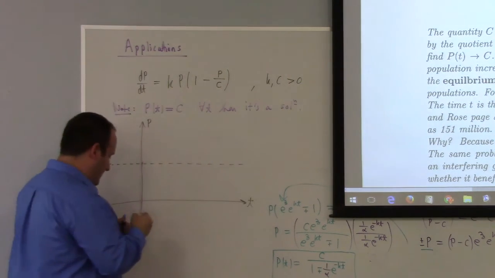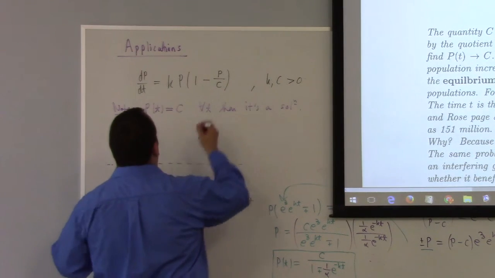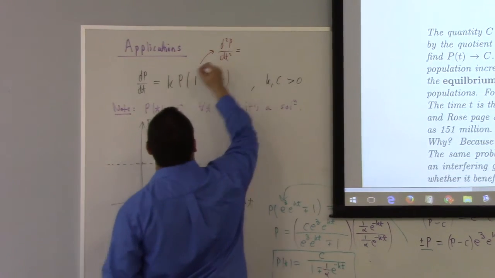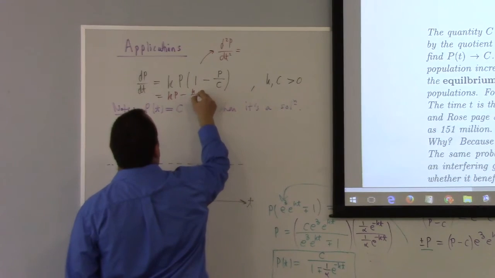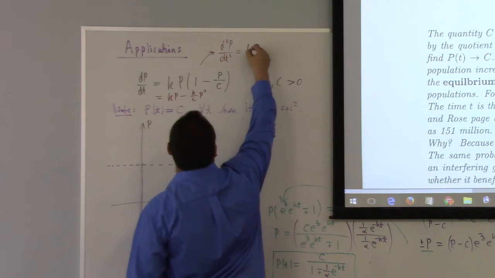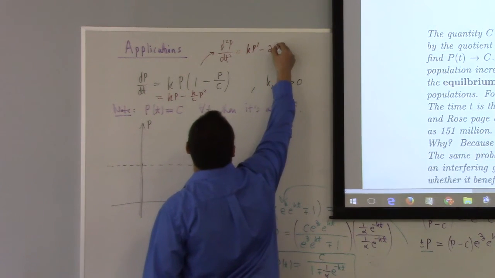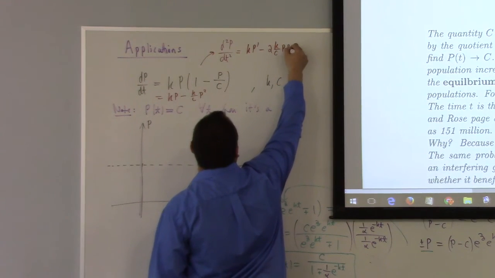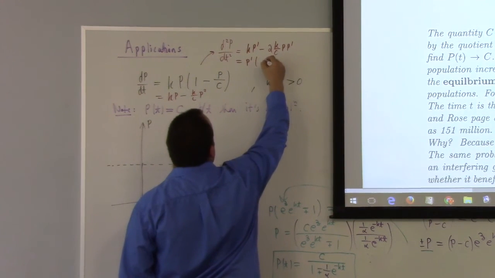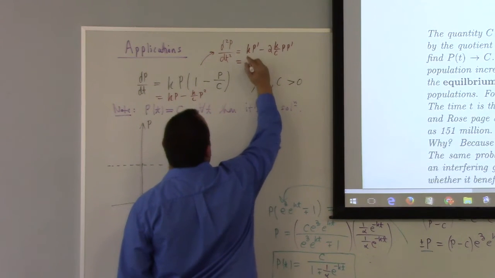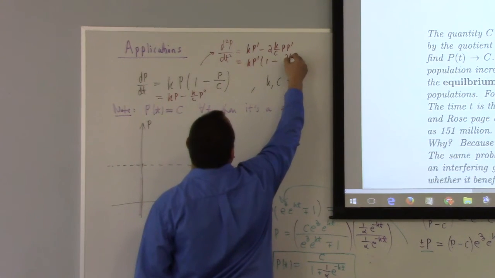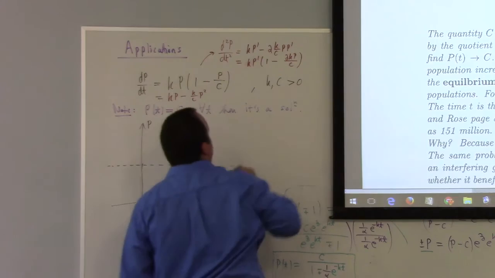I don't know. Another cool thing, if you differentiate this, what's d squared p dt squared? By the way, this is kp minus k over c p squared, right? So d squared p dt squared is going to be, what is it? You've got yourself a kp prime minus 2k over c p prime, right? Which is p prime times, there's a k on both, so it's kp prime times 1 minus 2kp over c, right?